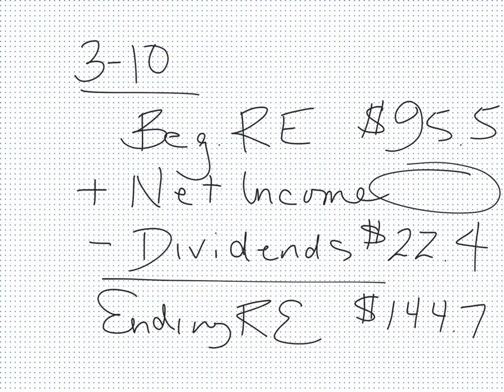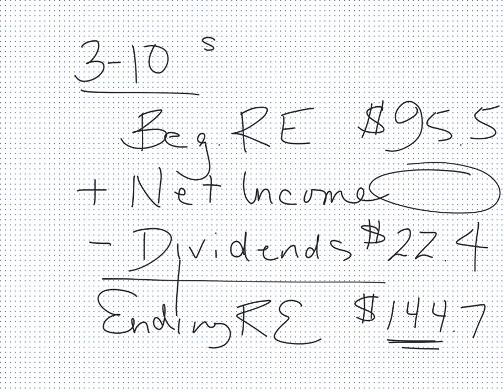I would put, let's see if I can slide this screen up. No. I would start out with, I would say, ending retained earnings equals 95.5 minus 22.4 plus the net income. So that's how I would do that.